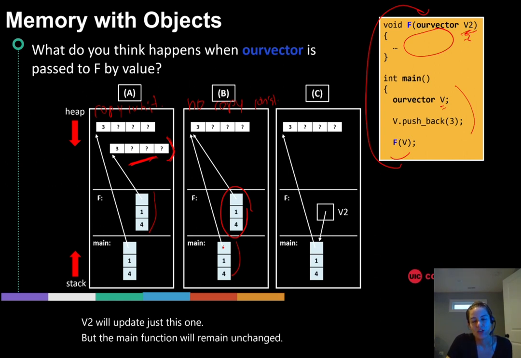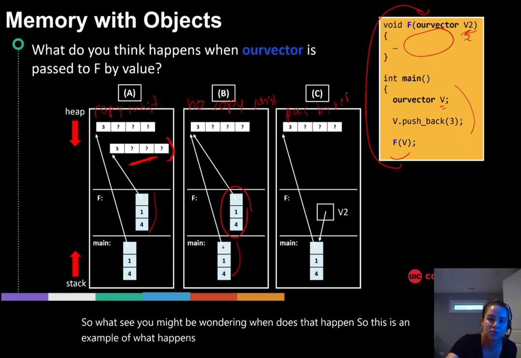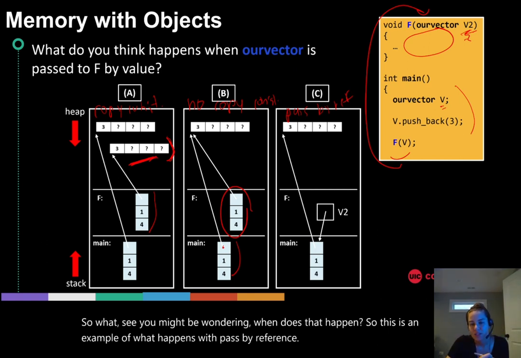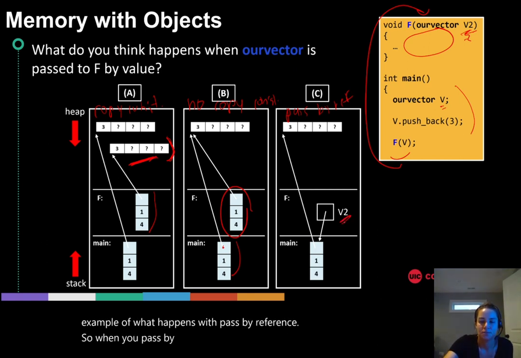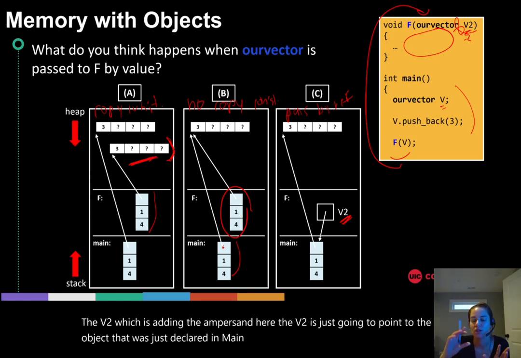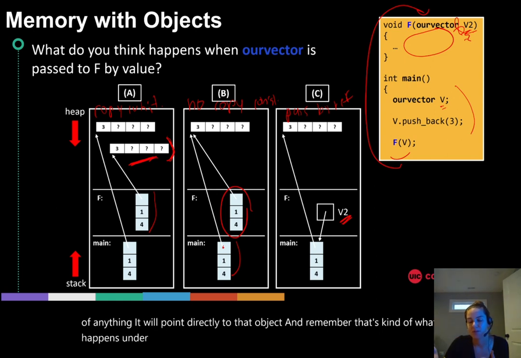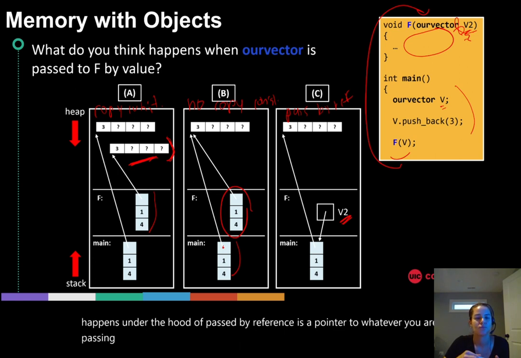So what's C, you might be wondering, when does that happen? This is an example of what happens with pass by reference. When you pass by reference, adding the ampersand here, v2 is just going to point to the object that was just declared in main directly, and so it will have no copies of anything. It will point directly to that object. And remember, that's kind of what happens under the hood of pass by reference: a pointer to whatever you are passing in is created.